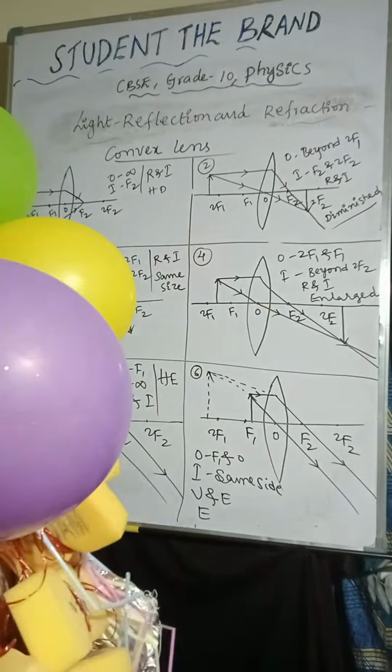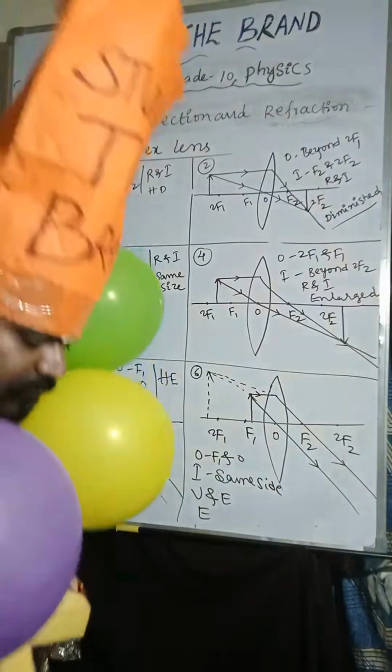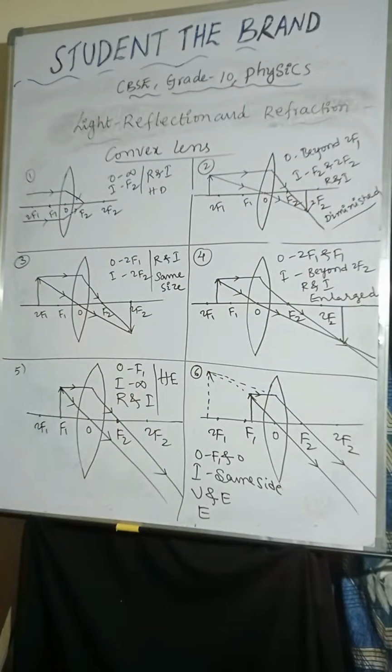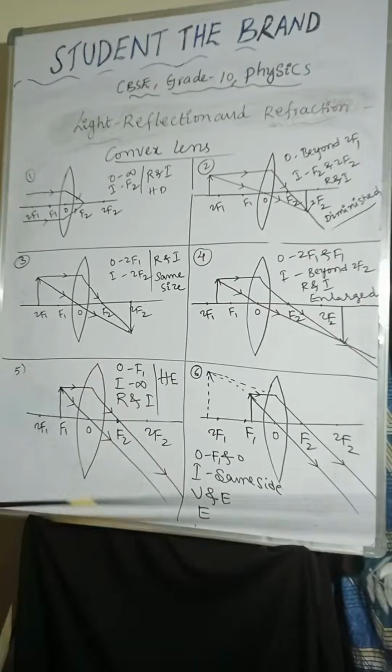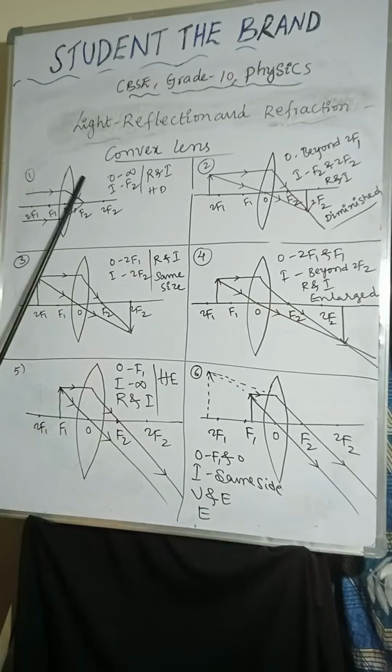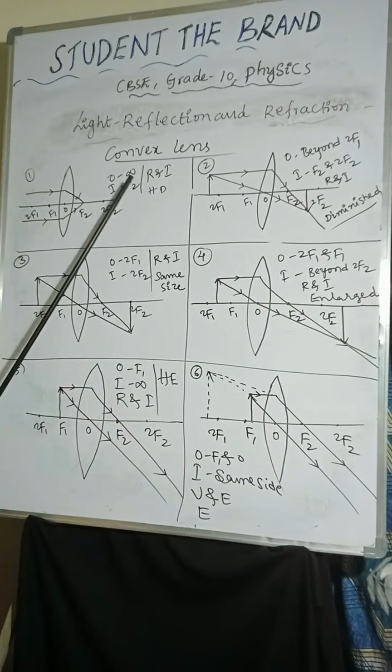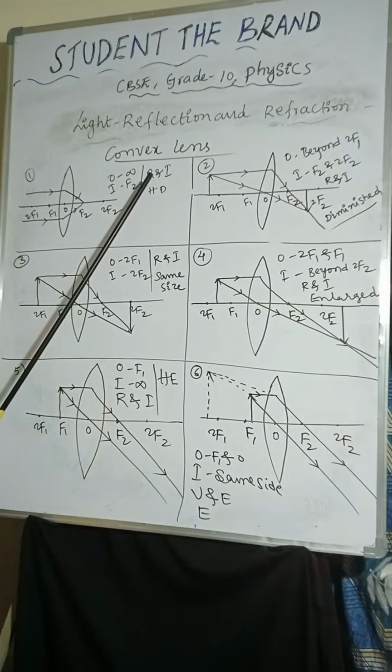Okay. So check once here. So object is placed at infinity. Image is forming at F2. So nature of the image is real and inverted and size of the image is highly diminished.